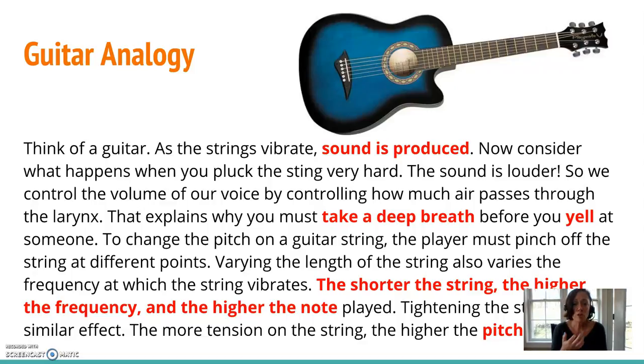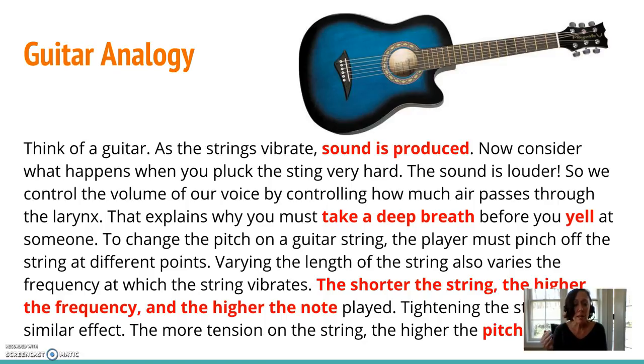You can control the volume of your voice by controlling how much air passes through the larynx, just like plucking harder on a guitar string. That explains why when you want to yell at somebody really loudly, you've got to take a deep breath to let more air pass through your vocal cords.